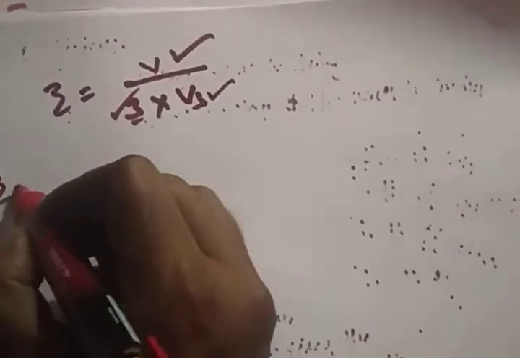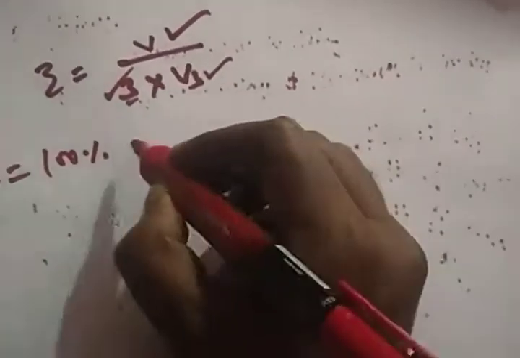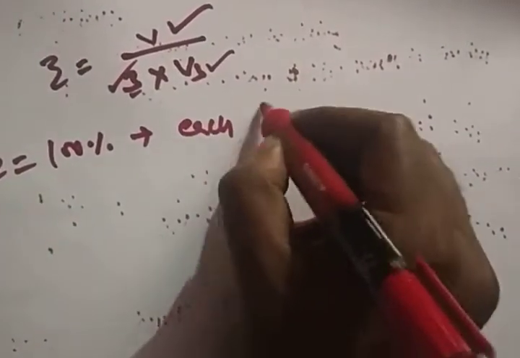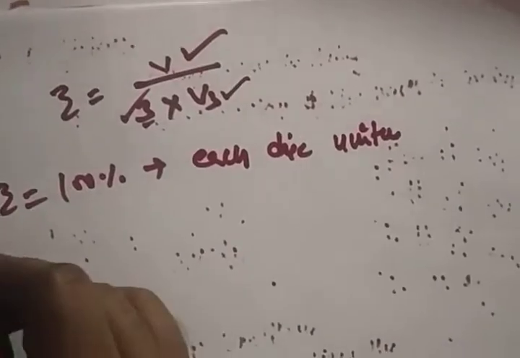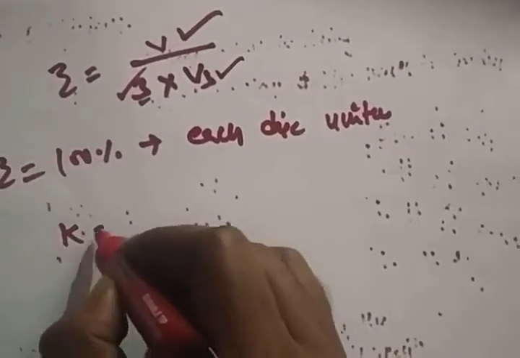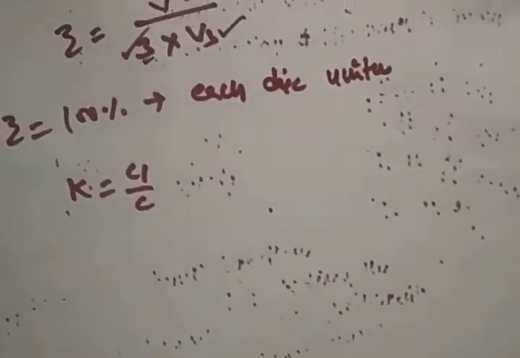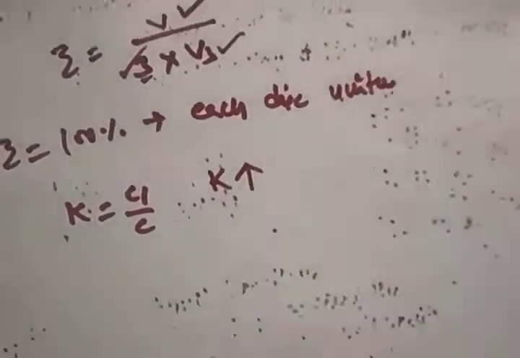So if you maintain efficiency equal to 100%, it means each and every disk is maintaining uniform voltage. That's what we are requiring. But suppose the K value, K is equal to C1 by C, is increasing.